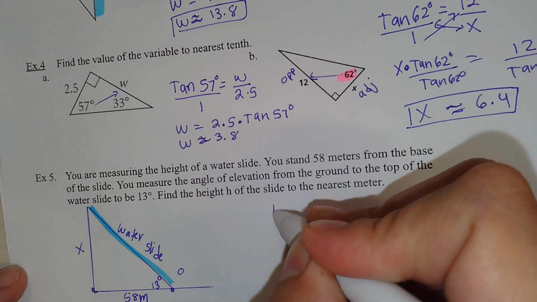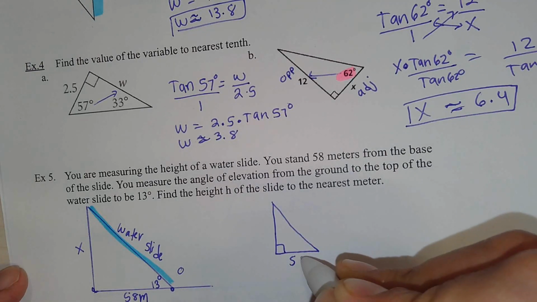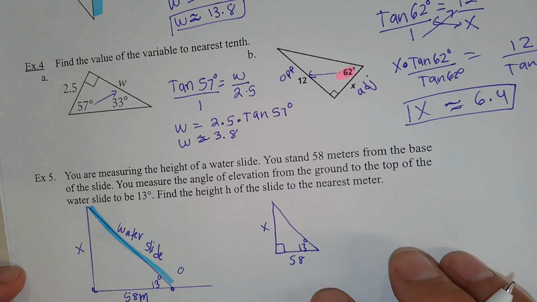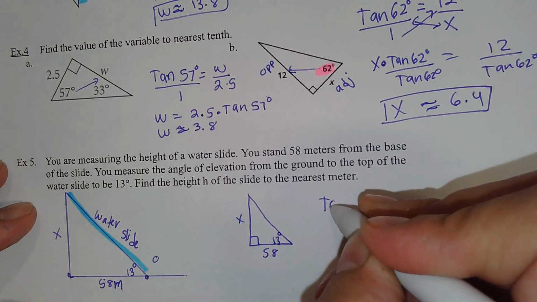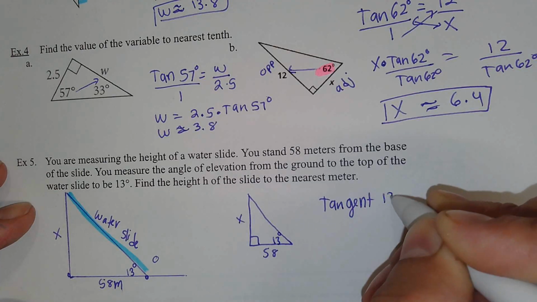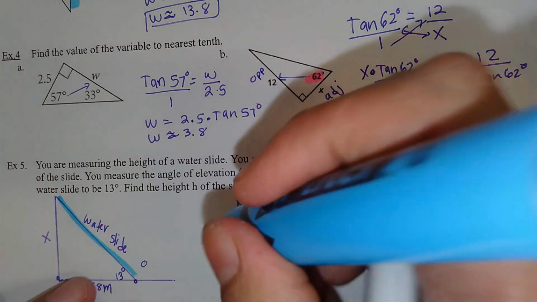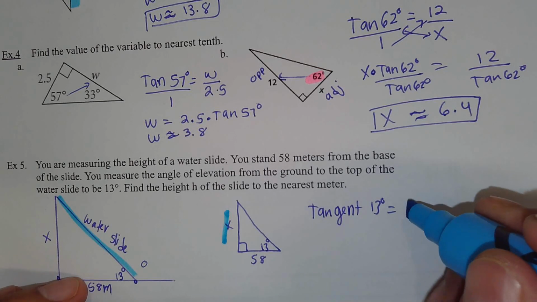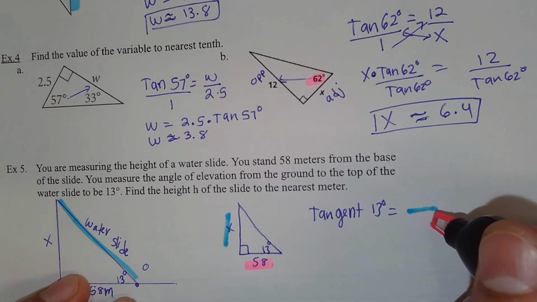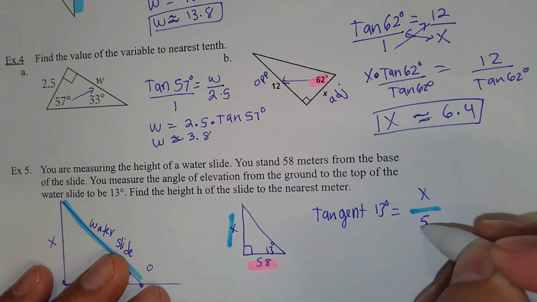So we have our triangle: 58, x, and then 13. We're going to do the tangent ratio. So tangent of 13 equals opposite over adjacent. The opposite will be x, and the adjacent will be 58.